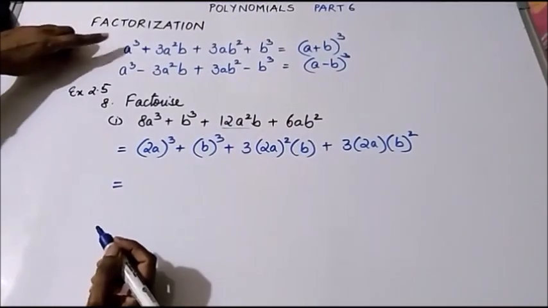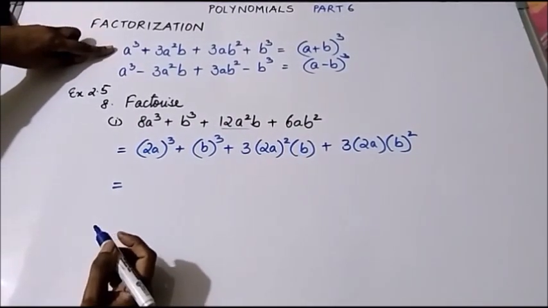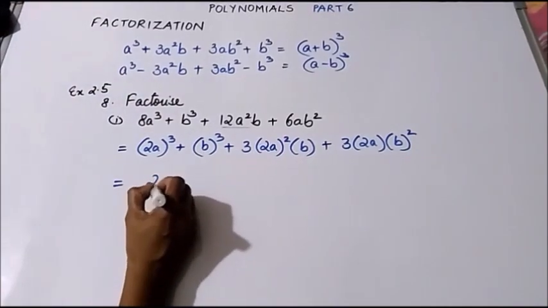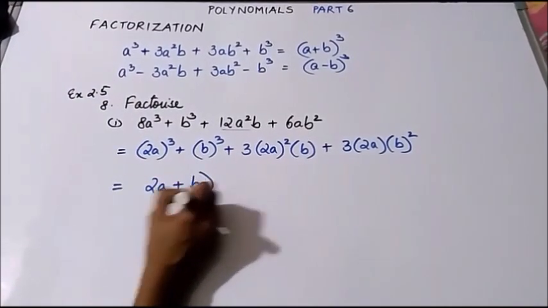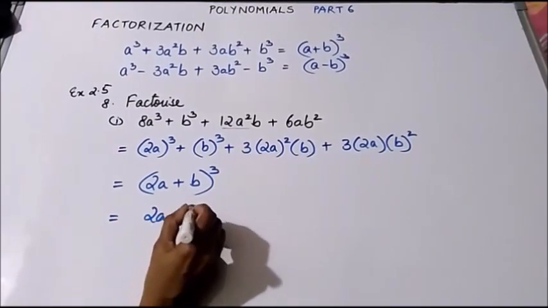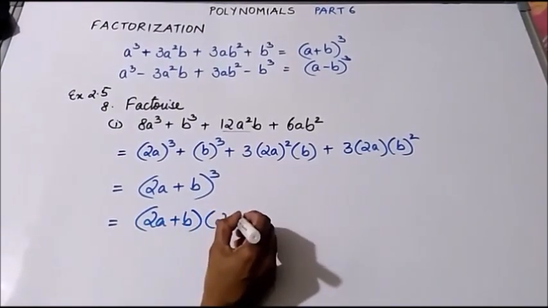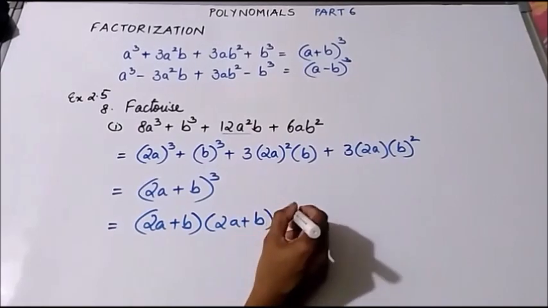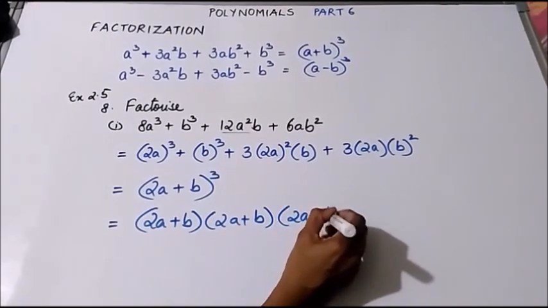Now this is the first identity here. So what will be the answer for this? It will be 2a plus b the whole cube. This can be written as 2a plus b into 2a plus b into 2a plus b.